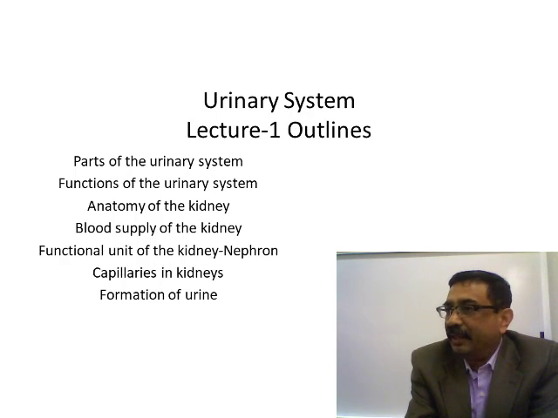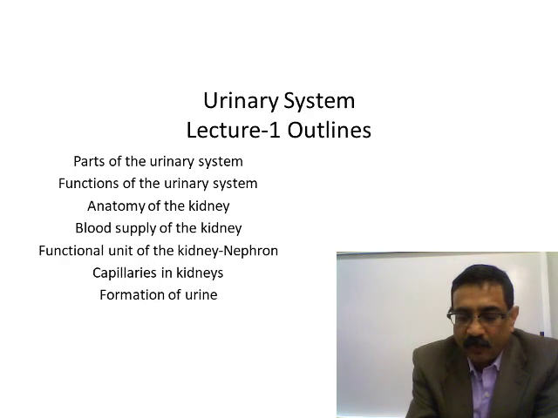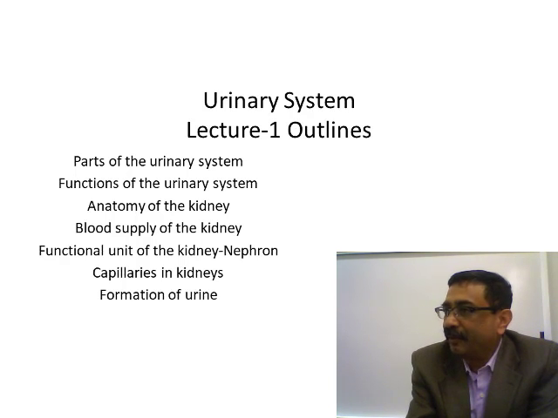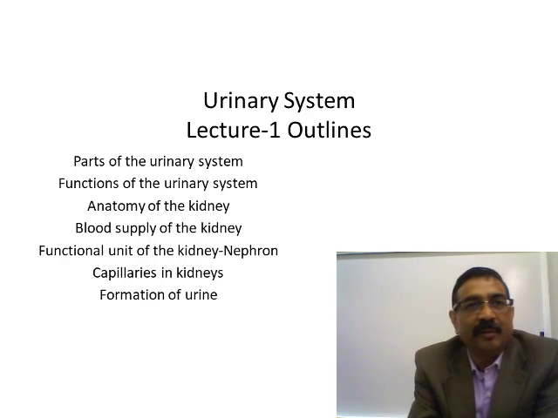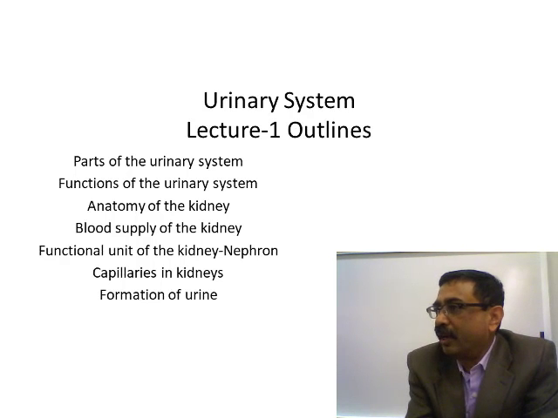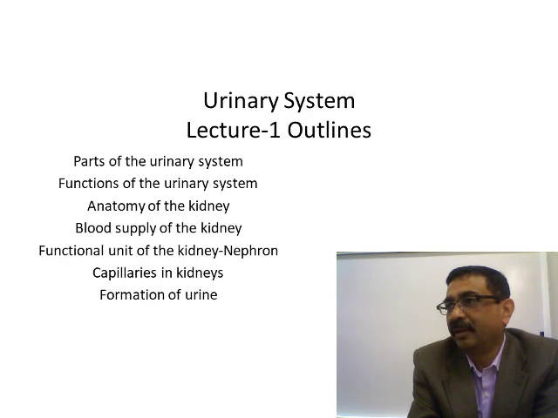There are 2 kidneys, 2 ureters, 1 urinary bladder, and 1 urethra. All these parts are same in male and female except the last part. In male body, the urethra is much longer than the female urethra. Other structures are same.